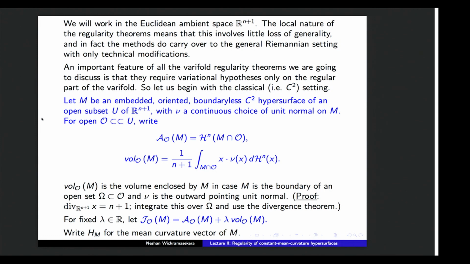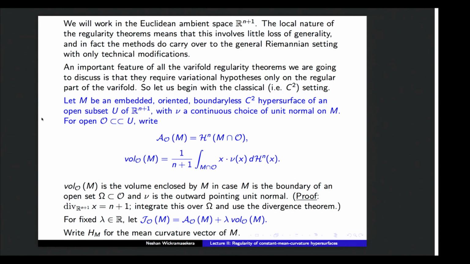And I'm going to restrict to the Euclidean ambient space, mainly for technical simplicity of presenting things, and it involves very little loss of generality, because regularity theory is by nature a local theory, and when you go to the Riemannian setting, you get error terms which are fairly routine to handle. So all the main ideas will already be in the Euclidean ambient setting. So now we're going to discuss the classical setting.